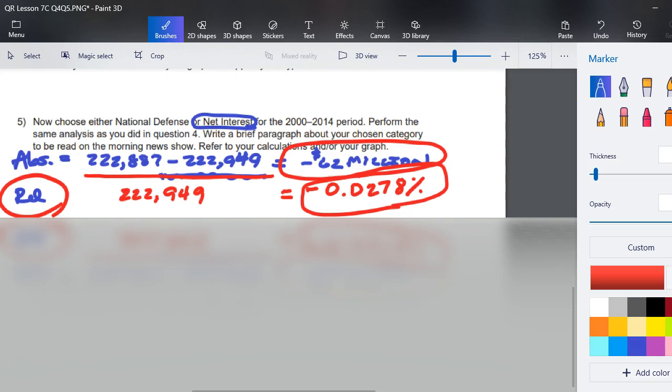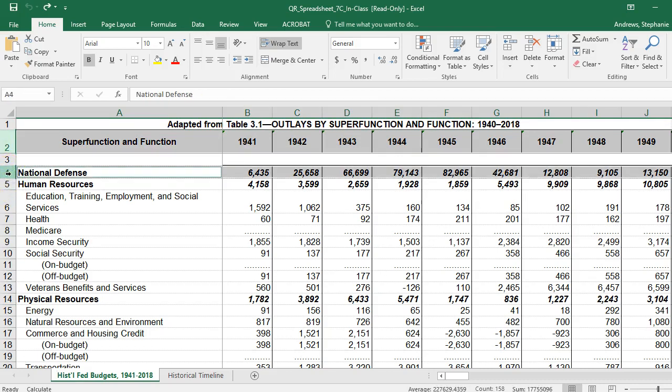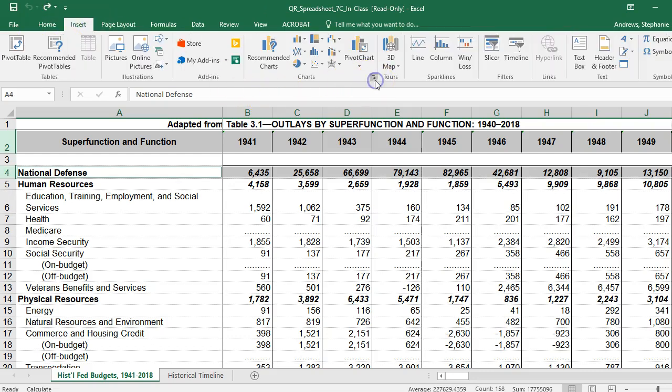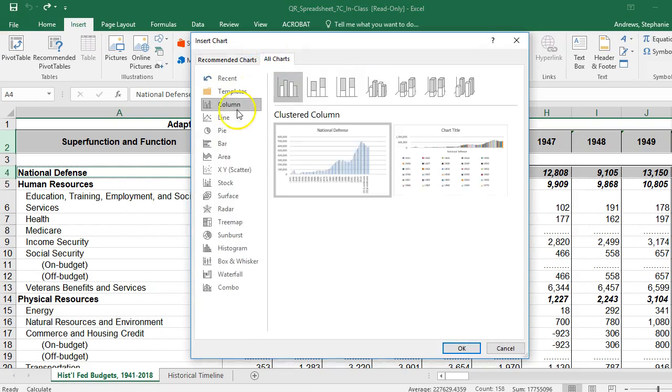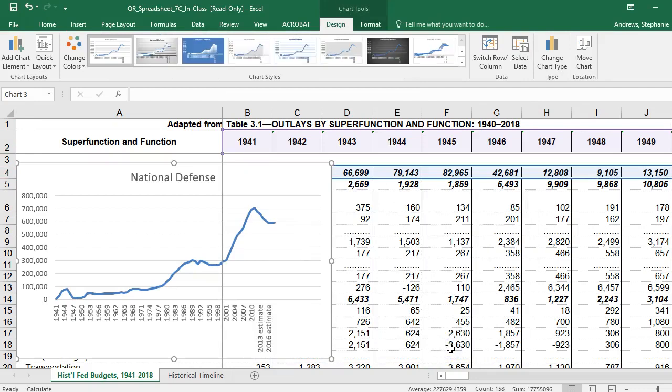I'm going to go ahead and go back and do one more of those line graphs, and I'm going to use the net interest. Let me use the national defense. I'll do one for the national defense. So we're back at the Excel spreadsheet. I'm going to highlight the dates and put them with the national defense numbers from 1941 up to approximately 2014. I'm going to go into Insert and Charts, All Charts, Line, and tell it OK, that's the one we want.